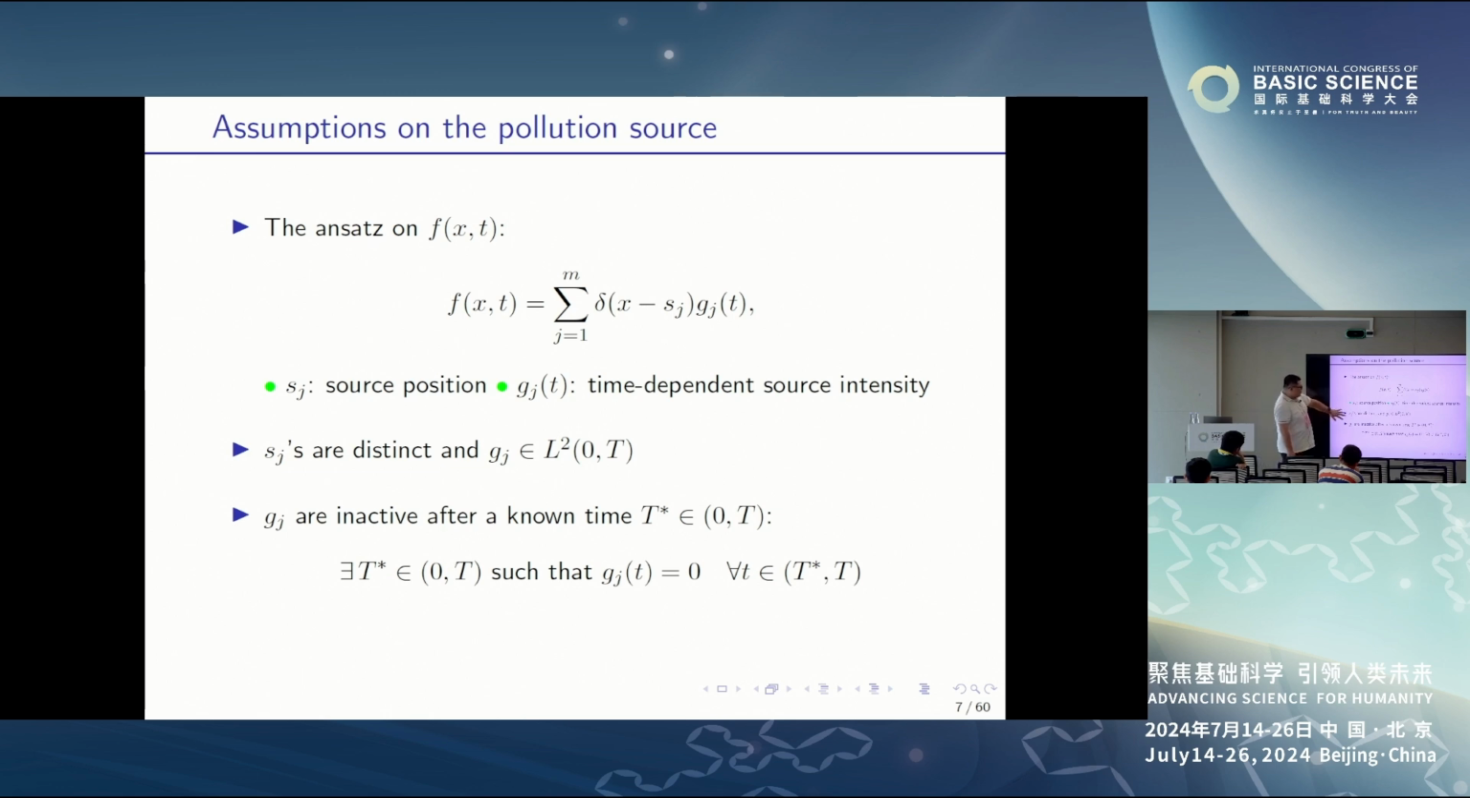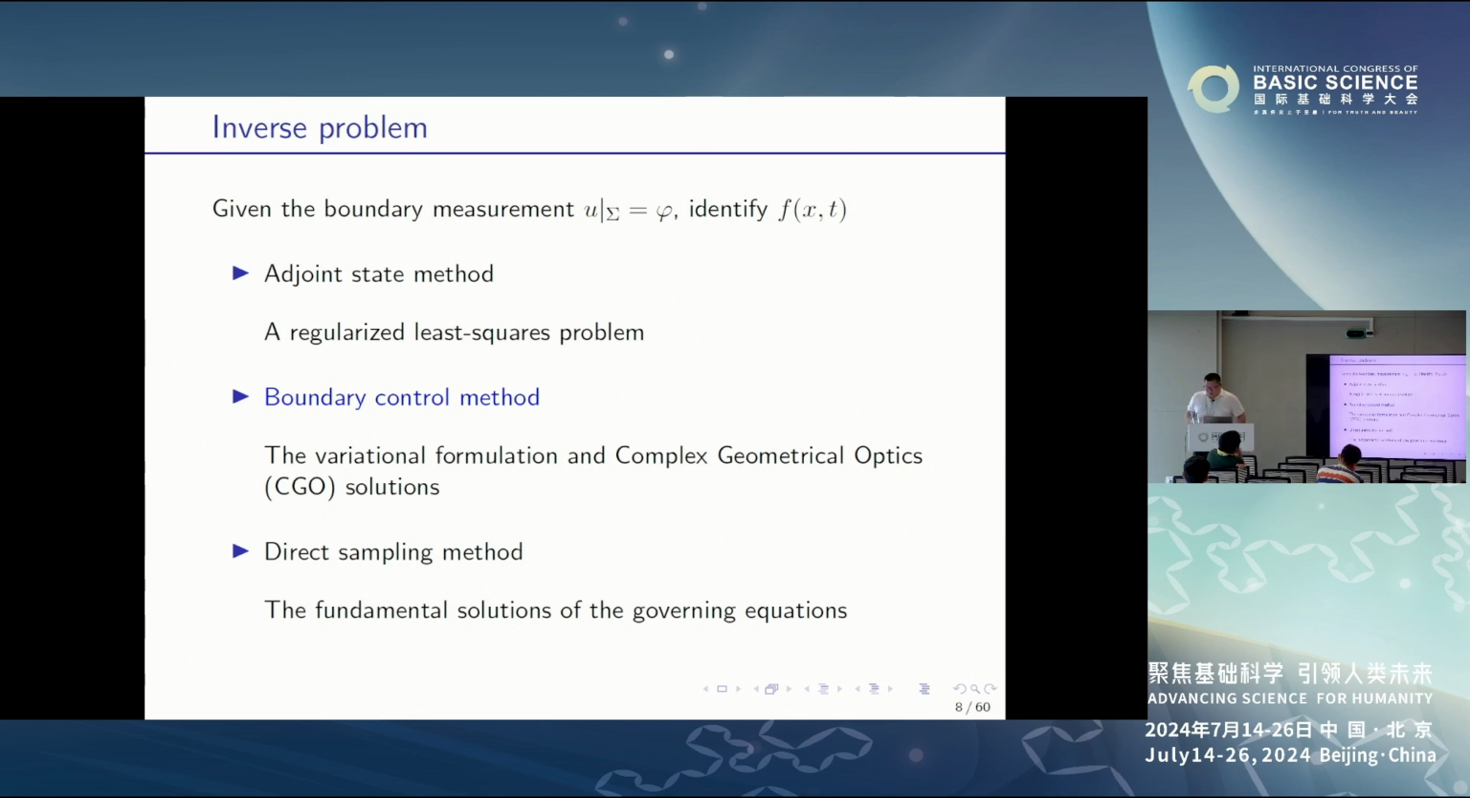The second assumption is quite mathematical: the source positions are distinct and the intensity functions belong to a not-that-bad function space, L2 here. Another realistic assumption for the intensity functions is that there is an inactivation time, or silent time. Our total measurement time is from 0 to capital T, and we assume there exists a T star in (0, T). After that silent time, all those g_j(t) will be 0. That is the assumption on those L2 intensity functions. With those assumptions, there is hope we can reconstruct the right-hand side sources.